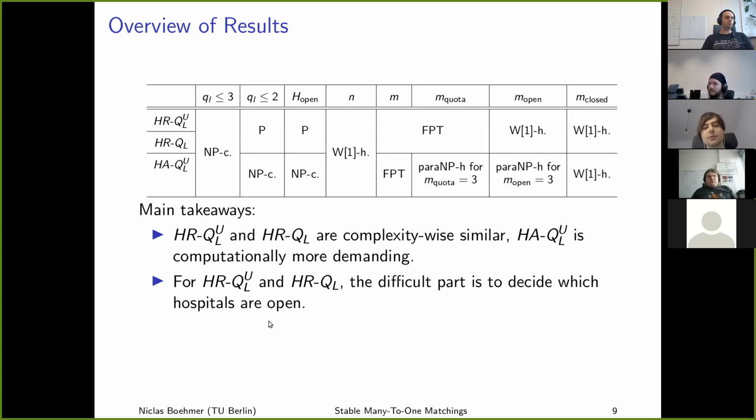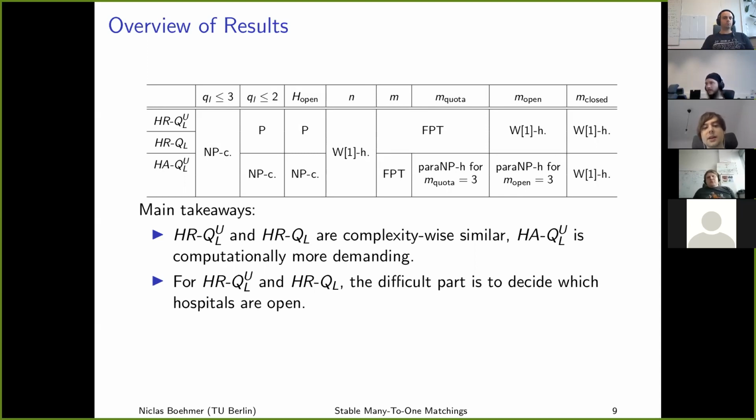And looking at the two hospital residence models, lower and upper quotas and just lower quotas, the difficult part here is really to decide which hospitals to open. This is directly suggested by this result. If the question is, given some subset of hospitals, decide whether there exists a stable matching opening exactly this subset, this is polynomial-time solvable, which means that the hard part is not to assign the residents to the open hospitals in a stable way, but to decide which hospitals to open.